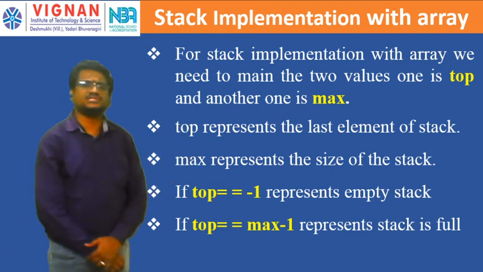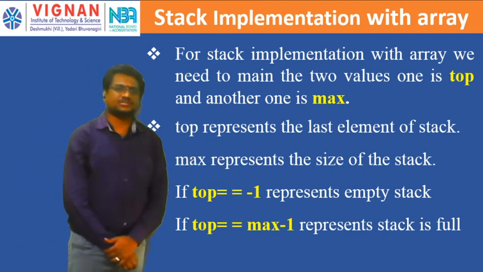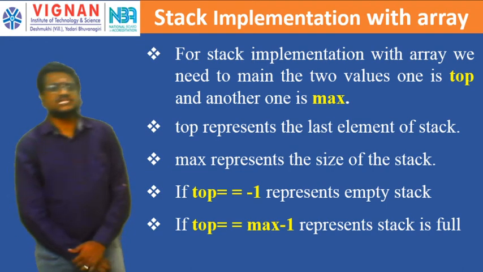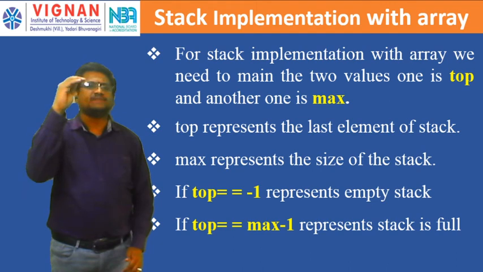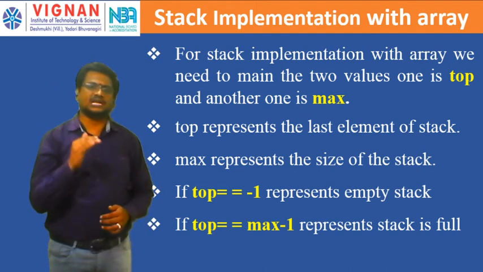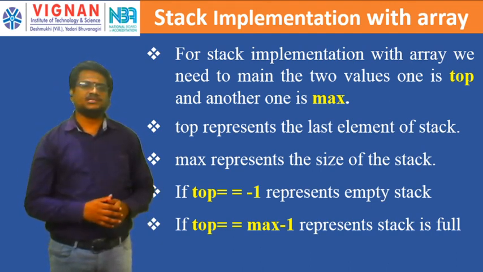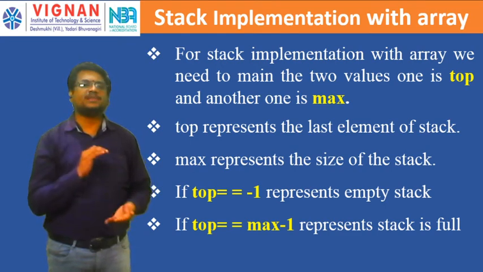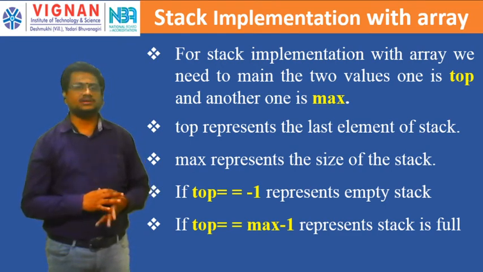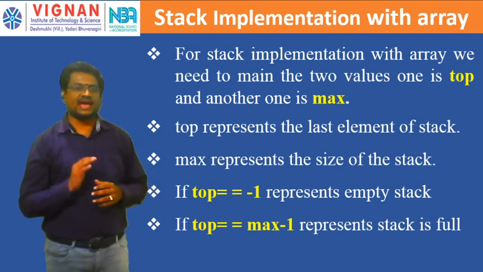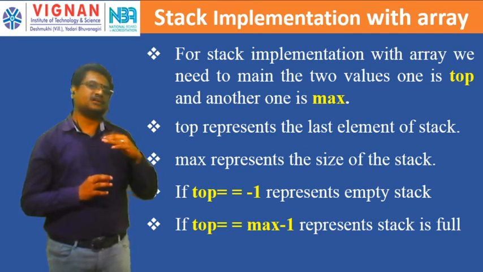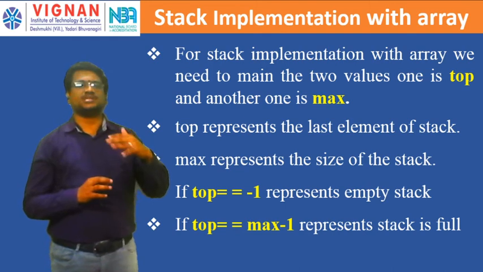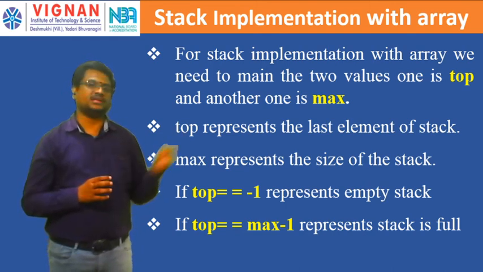What are the variables? Top and max. Now what is top? Top represents the last element which is available in the stack. Max represents the number of elements that can be stored in the stack. Suppose I have 5 elements, then max represents 5. Top is whatever the position up to which the element is stored, that will be recognized by the top.